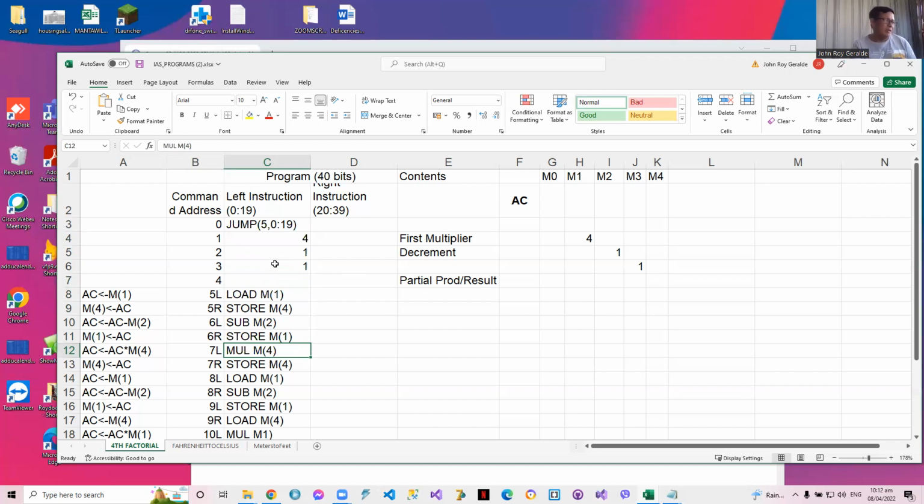So let's trace this. When we say 4, 1, 1, M of 1 contains 4, M of 2 contains 1, and M of 3 contains 1. I think our partial product is stored here. We'll trace that anyway. So load M1. When we say load M1, we are going to load the accumulator. What value is stored in the accumulator?